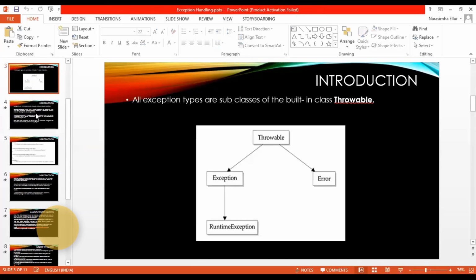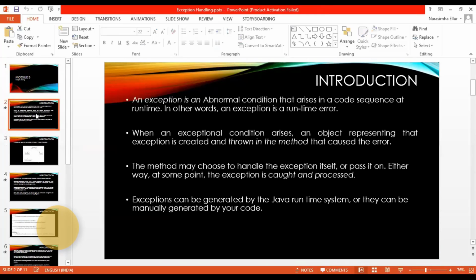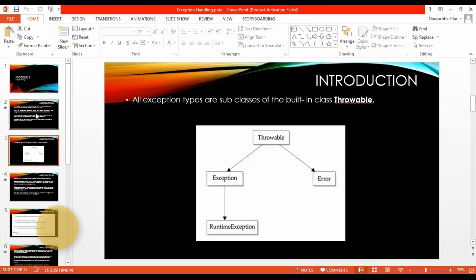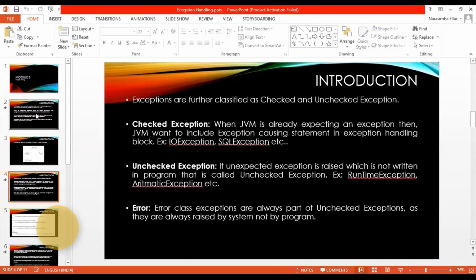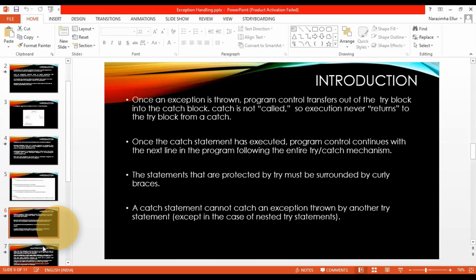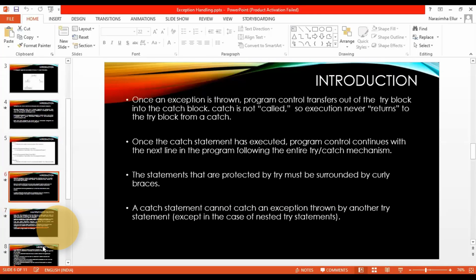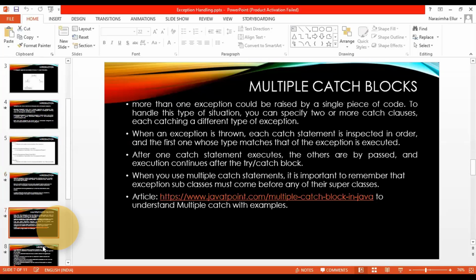Yes. So in the first class of exception handling, we discussed what an exception is, and we discussed this particular class hierarchy. We discussed what a checked exception and an unchecked exception are. We have seen the syntax, and we have not seen the finally block. We discussed a few points with respect to the introduction. So this is what we did in the first class. Second class, we discussed only multiple catch blocks. Only one topic, that is multiple catch blocks, right?